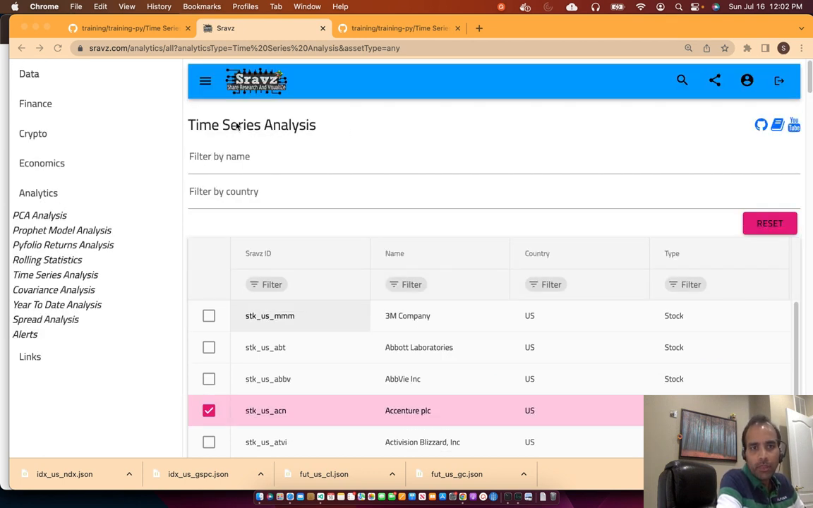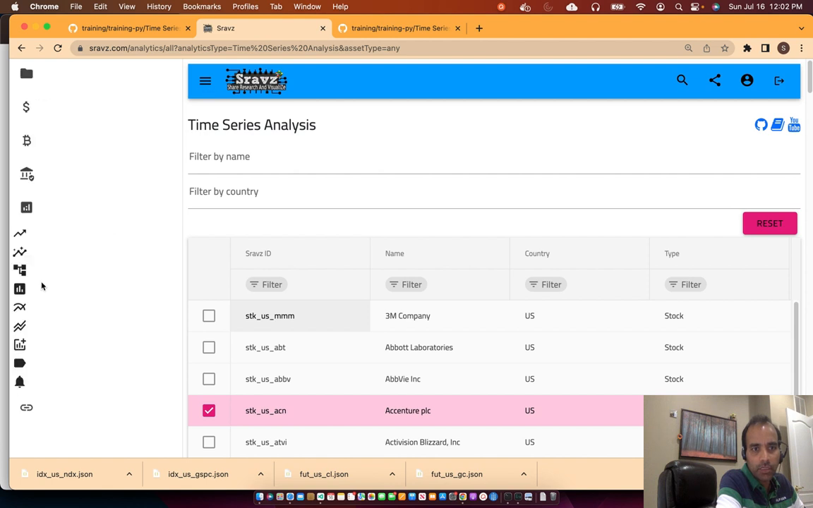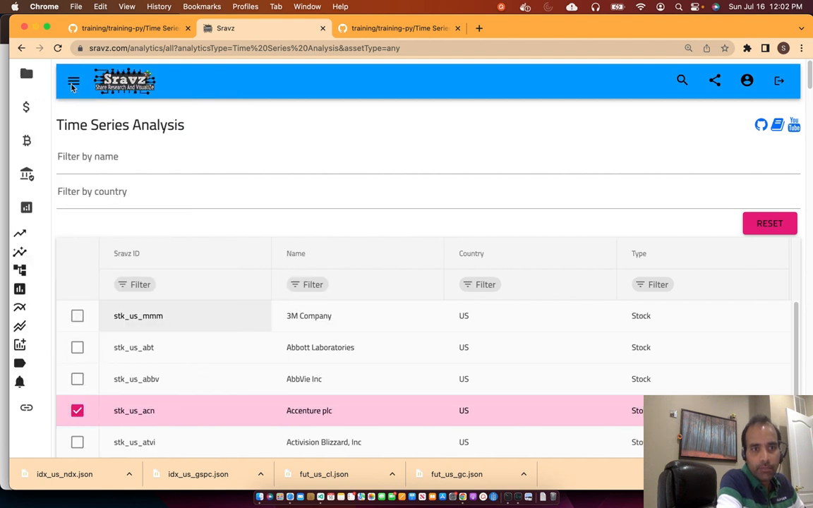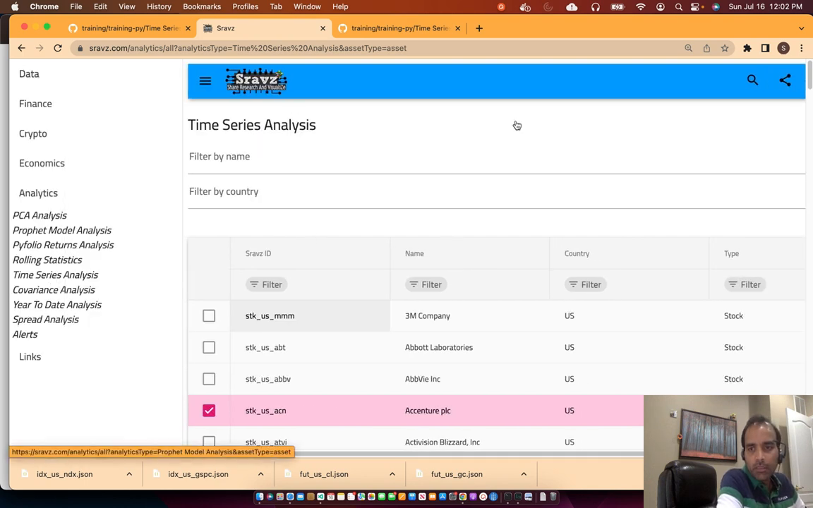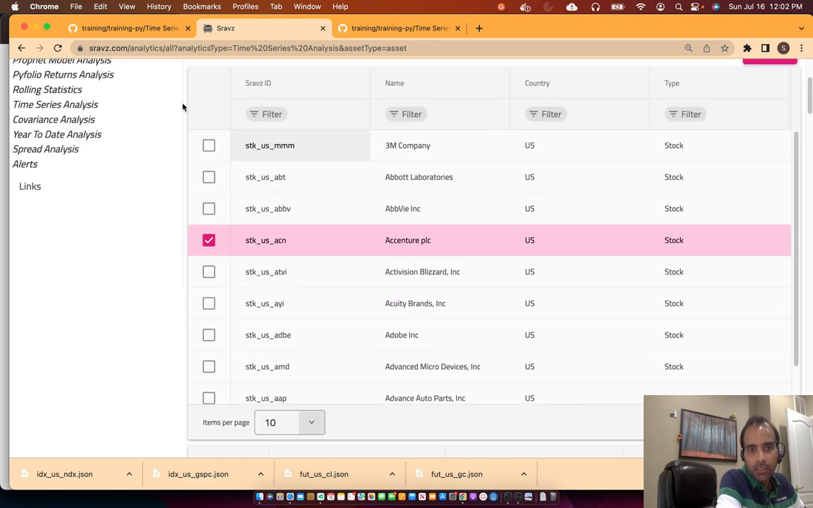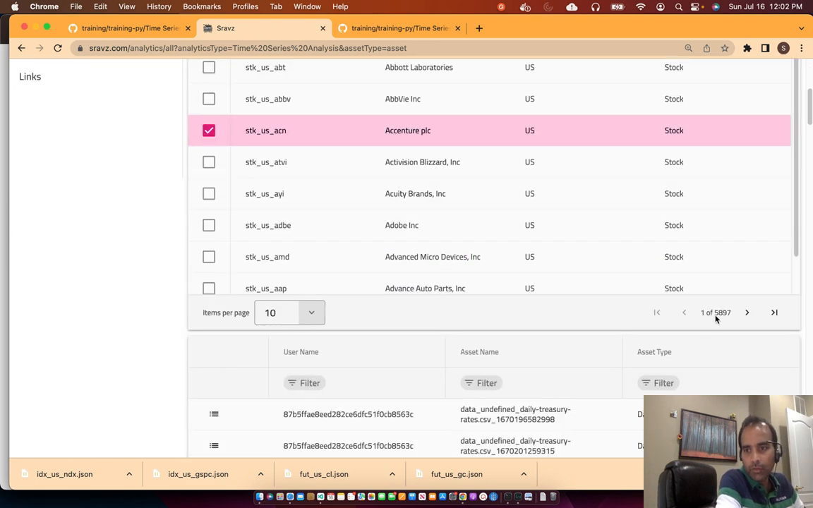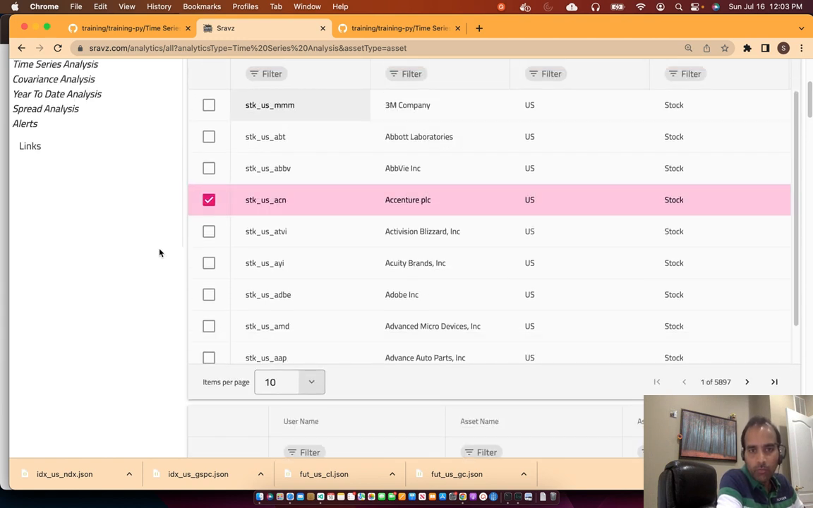First, the demo. In the Sravz analytics platform, you can go to the time series link by clicking on the time series shortcut here. It brings up the time series screen. Here, Sravz supports close to 59,000 asset classes, including stocks, mutual funds, etc. For today's demo, we'll pick the most well-known stocks, for example, Accenture, etc.